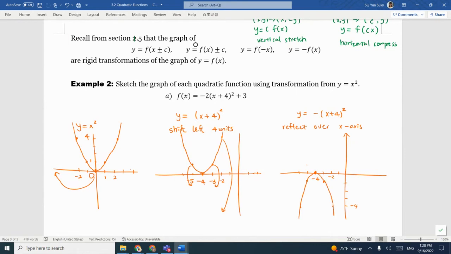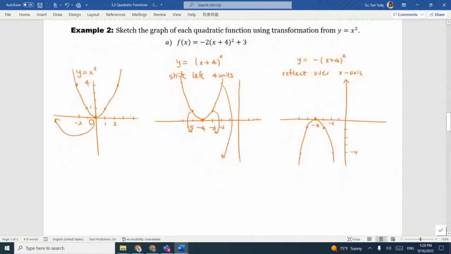Is that okay, everybody? And next. Okay. What's the next step? Do we have horizontal compress? No. We have vertical stretch, right? So y equals -2 times (x plus 4) squared. So vertical stretch by a factor of what?